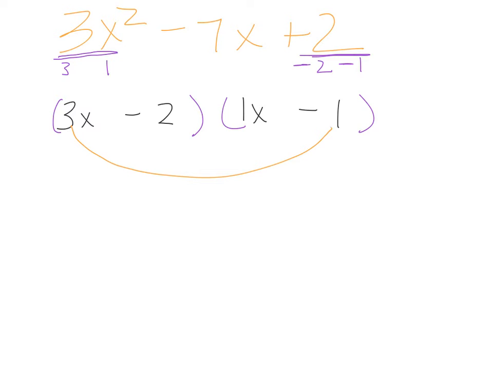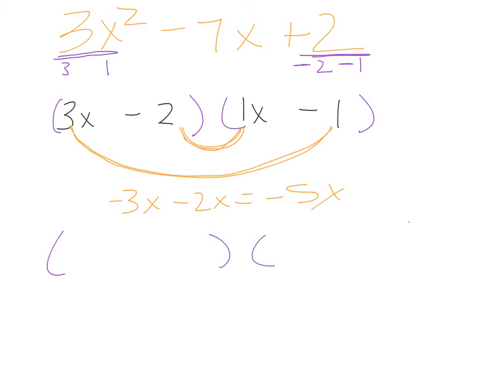You want to check your outside and inside. So this first one, 3x times negative 1, is a negative 3x. The inside here would be a negative 2x. And when I add those together, I get a negative 5x. So this is me guessing, checking. Now if I want to see it, does that equal that? Nope. So I have to try to guess and check something else.